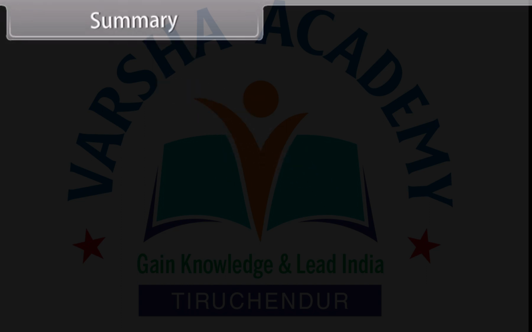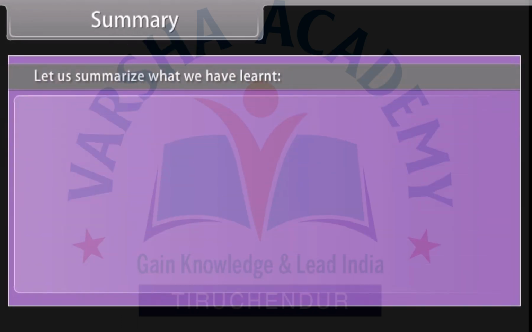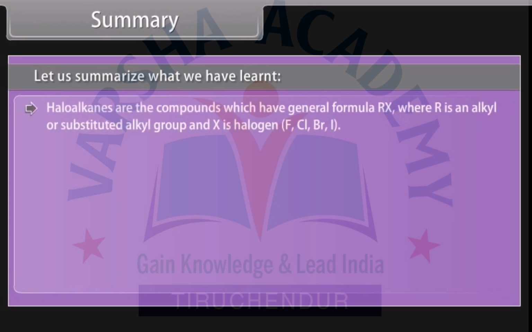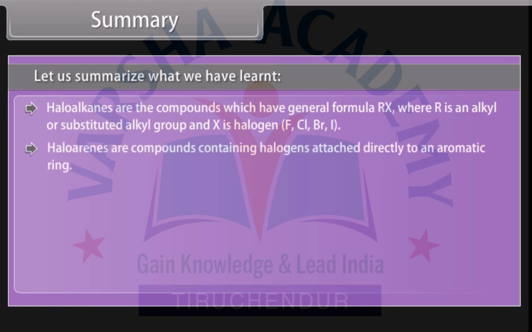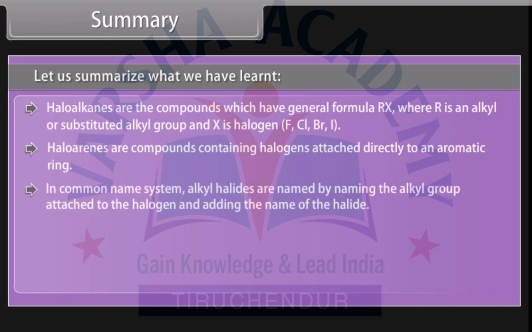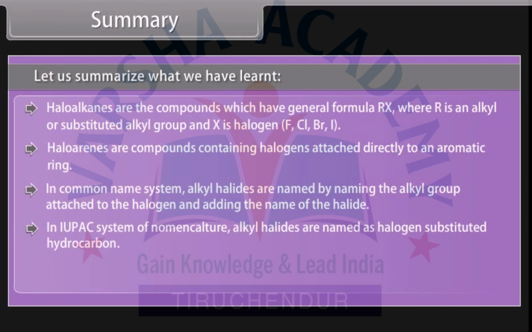Summary. Let us summarize what we have learned. Haloalkanes are the compounds which have the general formula RX, where R is an alkyl or substituted alkyl group and X is halogen: F, Cl, Br or I. Haloarenes are compounds containing halogens attached directly to an aromatic ring. In the common name system, alkyl halides are named by naming the alkyl group attached to the halogen and adding the name of the halide. In the IUPAC system of nomenclature, alkyl halides are named as halogen-substituted hydrocarbons.